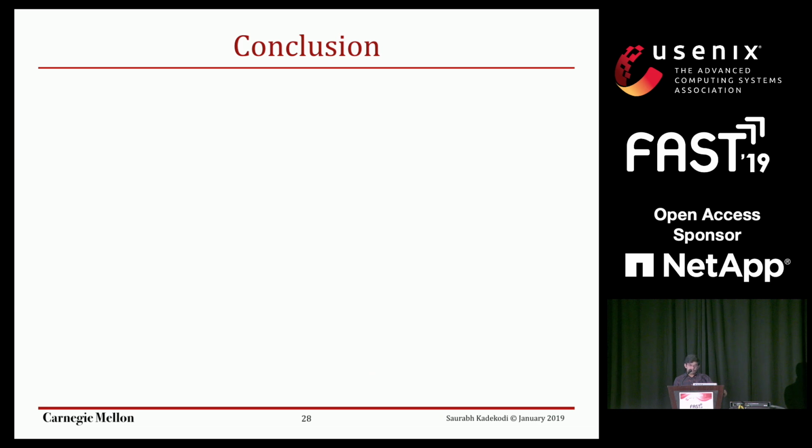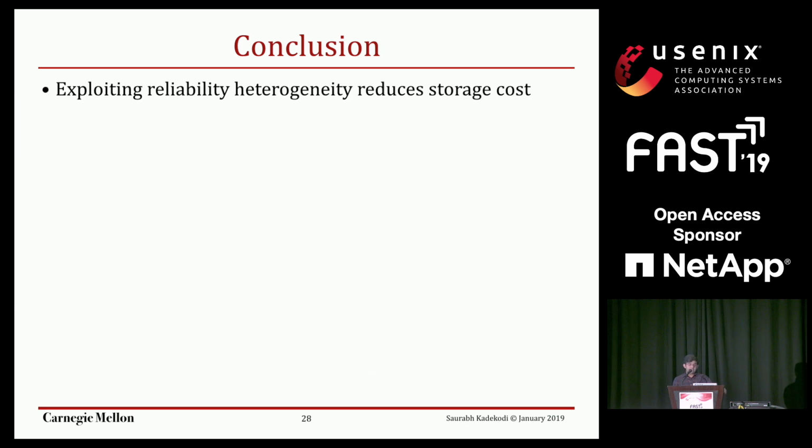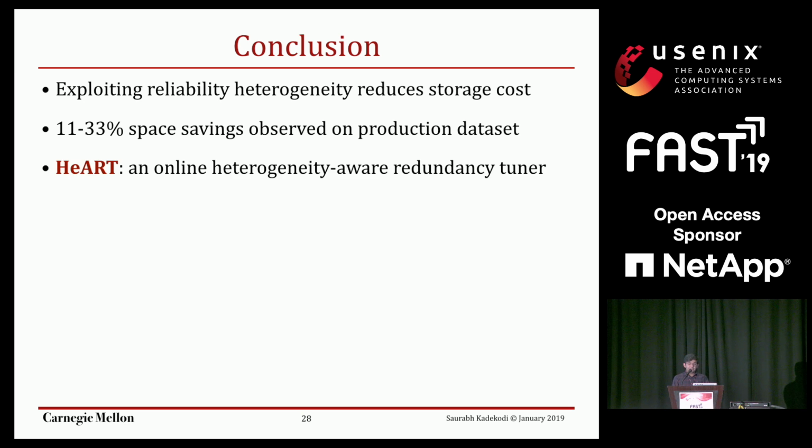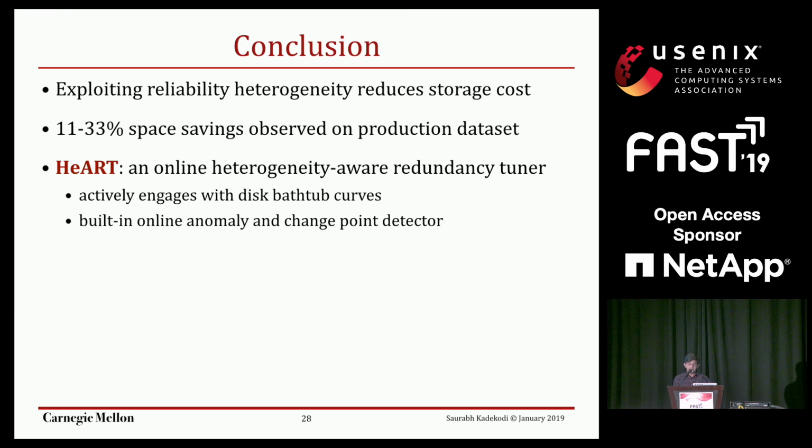So in conclusion, I'd like to mention that exploiting reliability heterogeneity is very real. It has potential for large storage cost reductions. On a production data set, we observed 11 to 33% space savings. And we have developed HeART, the heterogeneity-aware redundancy tuner that actively engages with the bathtub curves as they are formed. It has a built-in anomaly and change point detector. And it suggests cheap alternate redundancy schemes that meet target reliability and reduce storage cost.